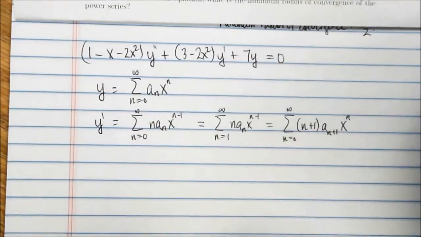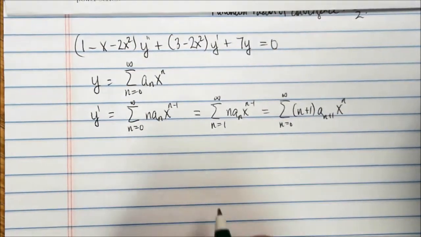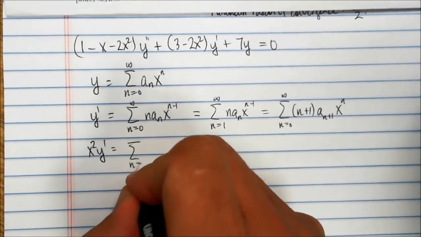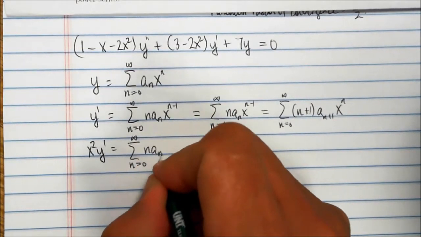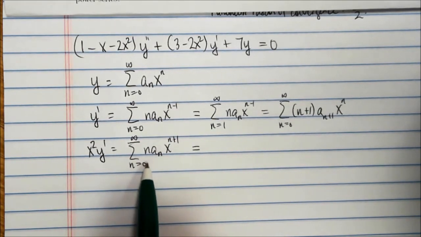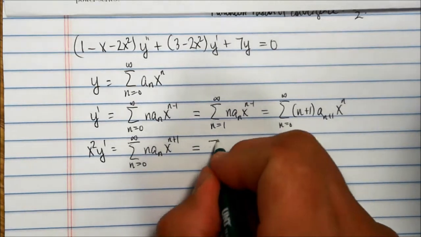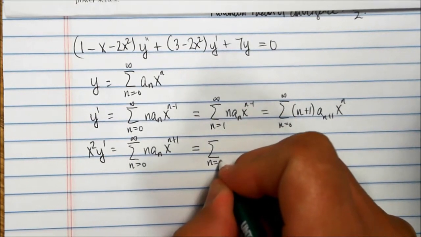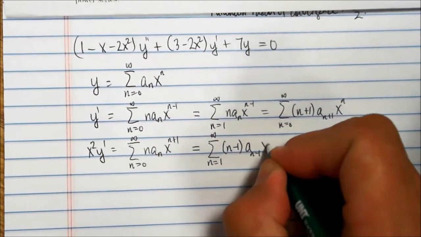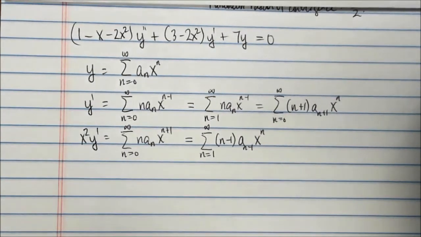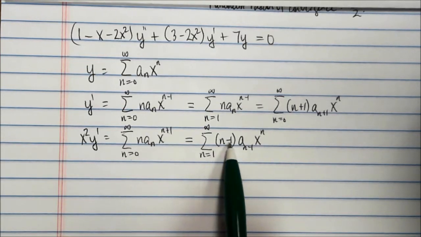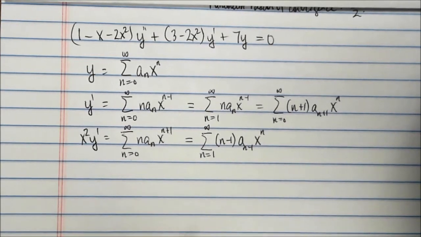Okay, let's keep going. We also have an x squared times y prime term. So let's multiply this by x squared. We got summation n equals 0 to infinity, n a sub n x to the n plus 1. Okay, now let's shift again so that the series starts on x to the n. So I get summation n equals 1 to infinity of n minus 1, a sub n minus 1 x to the n, doing the shift backwards this time. So if I plug in 0, I get 0, a sub 0, x to the first. Plug in 1, I get 0, a sub 0, x to the first. So the shift works.